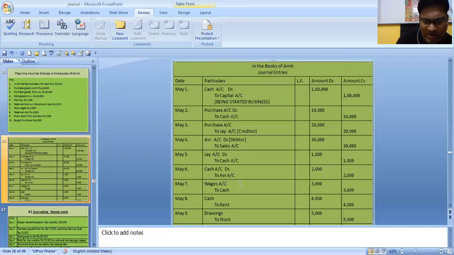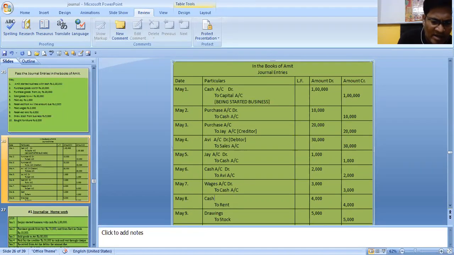Nominal account, whenever there are expenses, they are always debit. In golden rules also, nominal account expenses are debit. So expenses account debit, that is wages account debit to cash account, cash being going out from the business. Cash is going out from the business.